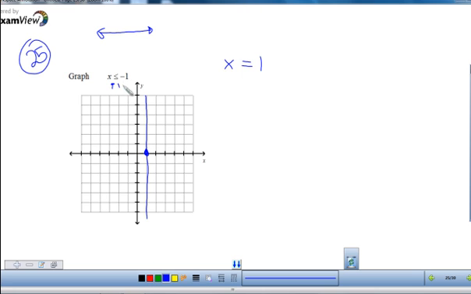So the line means it's going to be solid. Since it's less than, it's going to the left. That means I need to shade to the left.